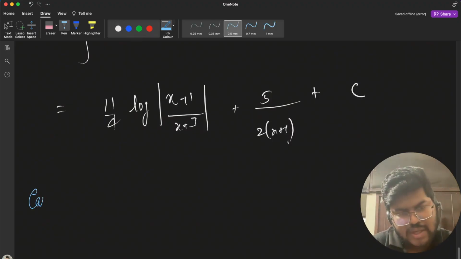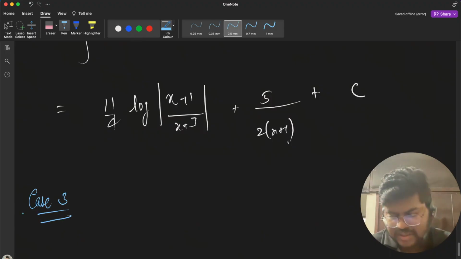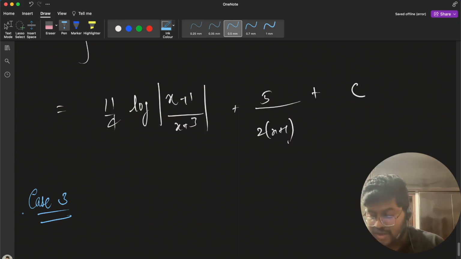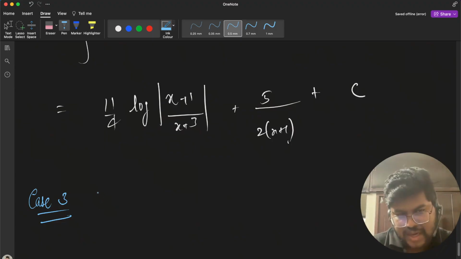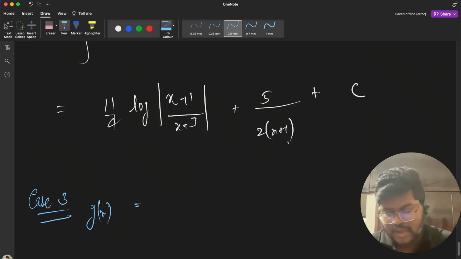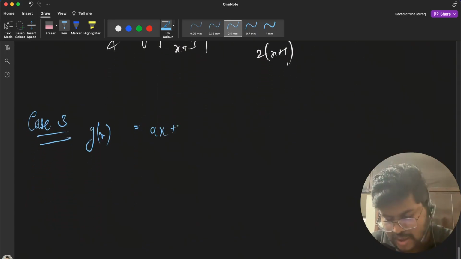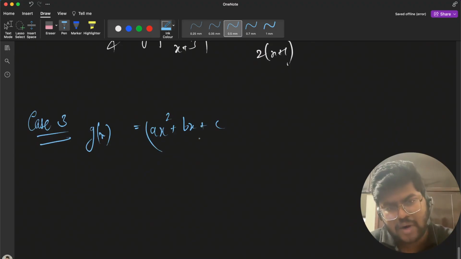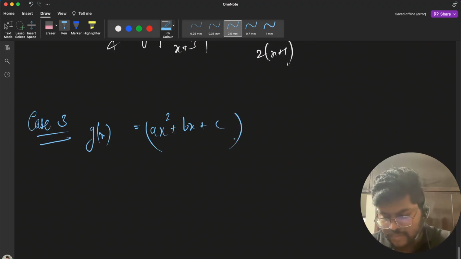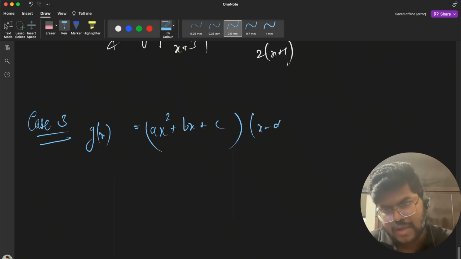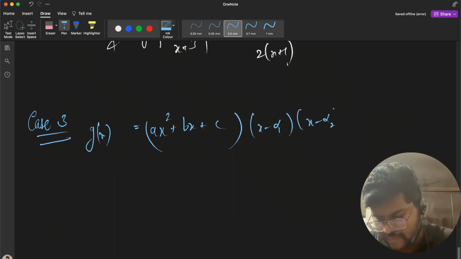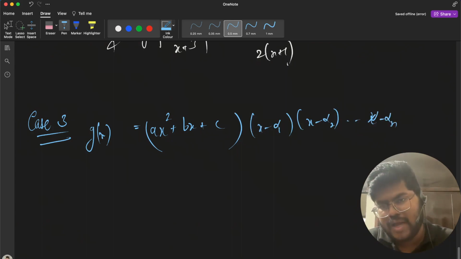So now the case number 3. Case number 3 involves when the denominator contains a non-repeated quadratic factor which cannot be factorized further. Remember, it cannot be factorized further, the non-repeated quadratic factors, right? So suppose g(x) can be written as (ax square plus bx plus c), a quadratic factor that cannot be factored further, times (x minus alpha 1) times (x minus alpha 2) times (x minus alpha n), right?